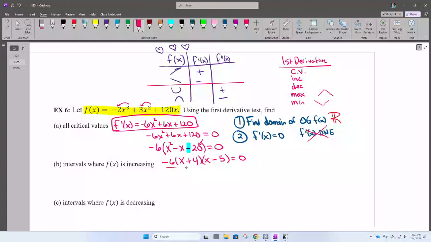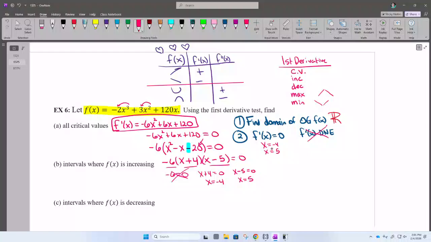And so I have this product equal to 0. Well, negative 6 does not equal 0. X plus 4 could equal 0 if x were negative 4. And x minus 5 equals 0 if x were 5. And so I came out with two numbers here. X equals negative 4 and x equals 5.